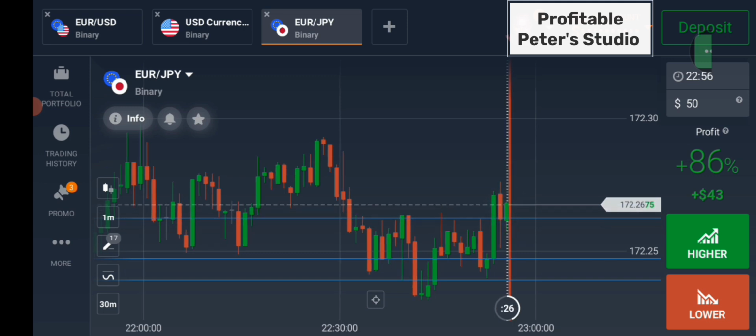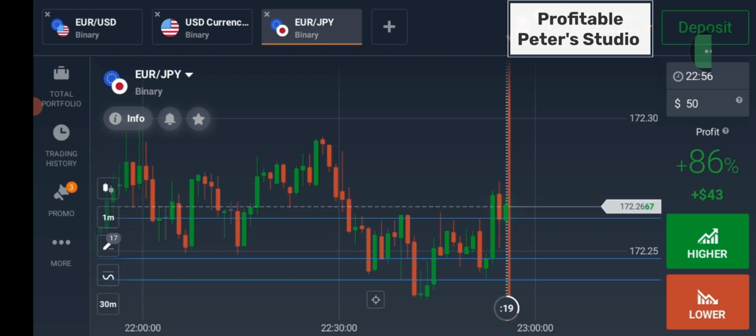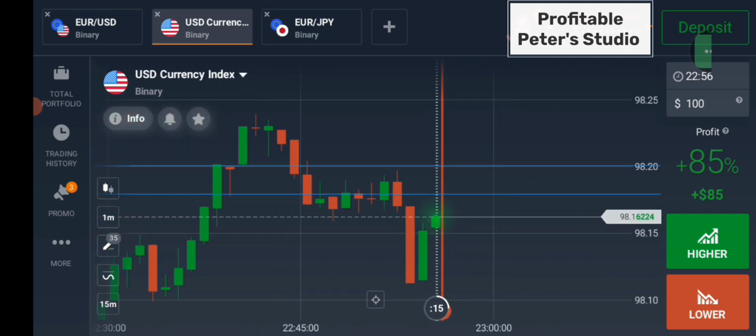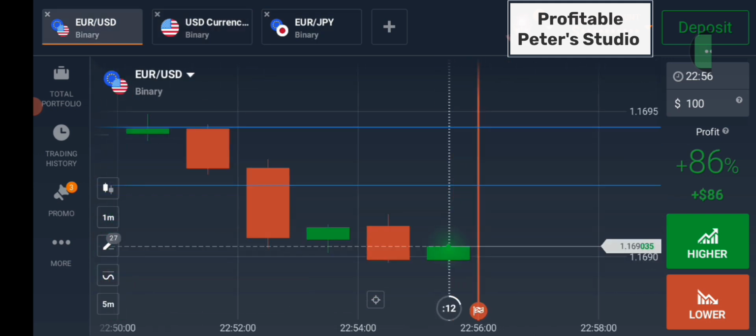Alright, so it has closed, and let's see. Okay, so I think I'll leave it. I don't want to take the risk. I'll look for another currency. This one, let's see. Euro USD.